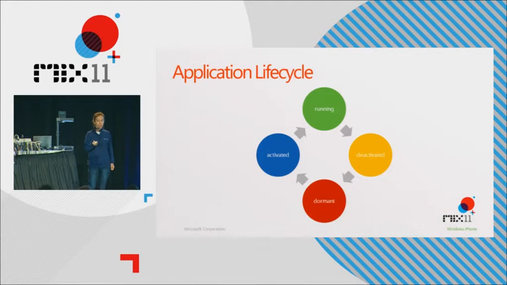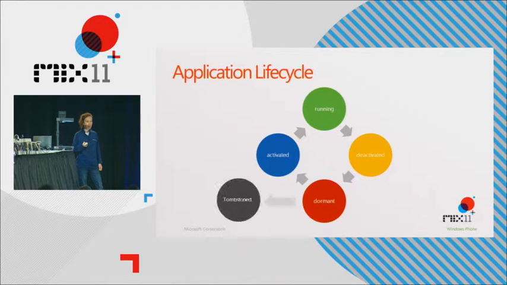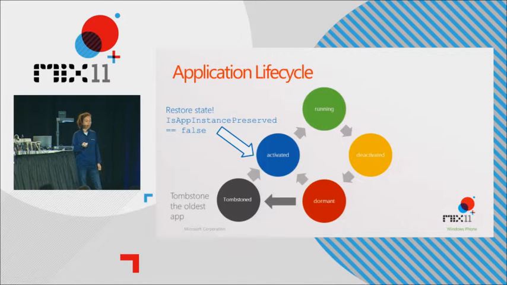Now, what happens when the OS runs out of memory? Because with applications dormant in the background, that means that at some point, the OS will run towards low memory conditions. So in that case, the OS is going to select the oldest application, which is the application at the very end of the backstack, and is going to tombstone that application. And in that case, same as today, the user experience is going to be a bit slower, and the user will see the resuming black screen. And in this case, the property on the activated event args is going to indicate that the application has been tombstoned, therefore, it needs to resume state.